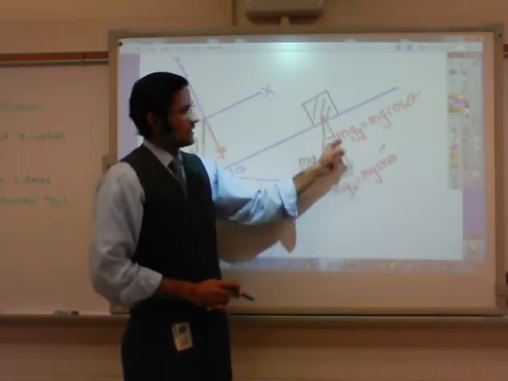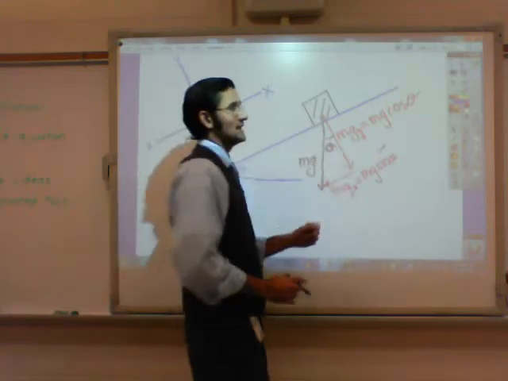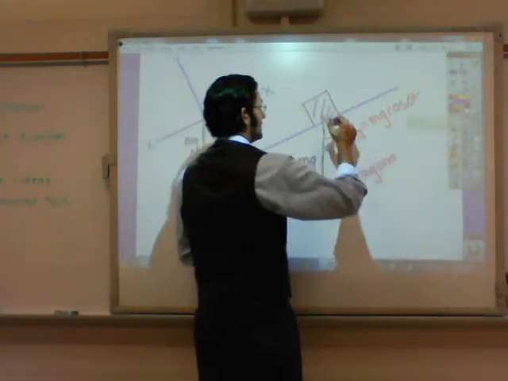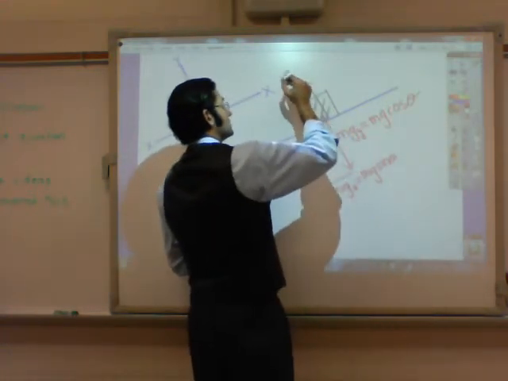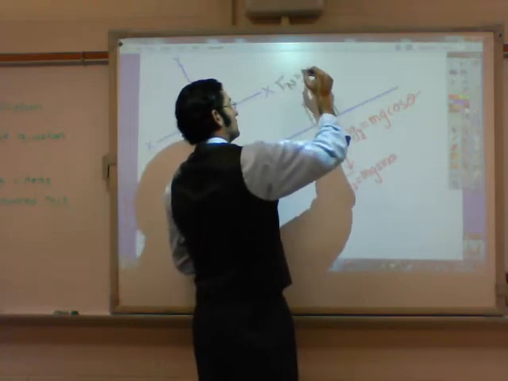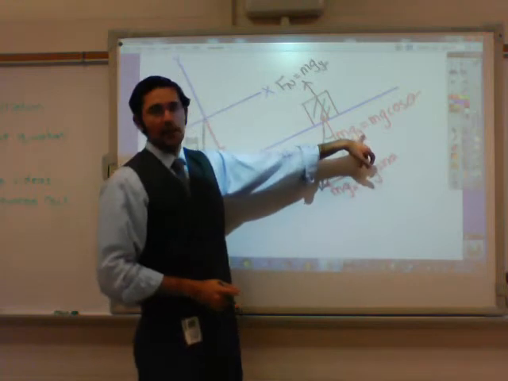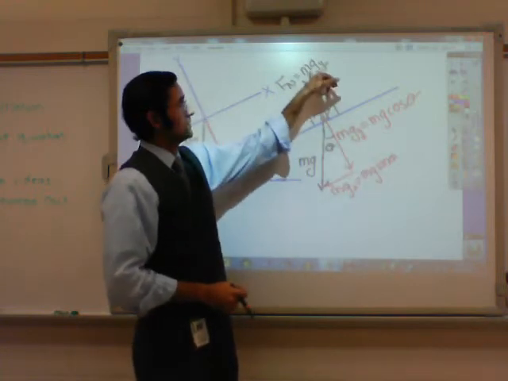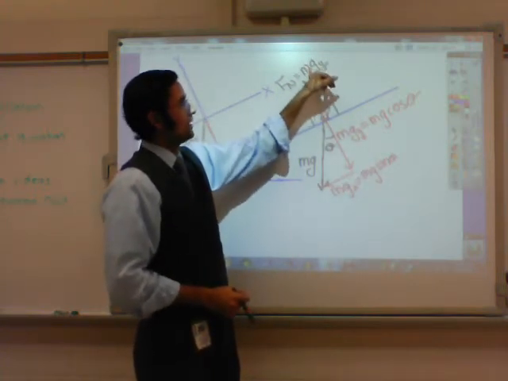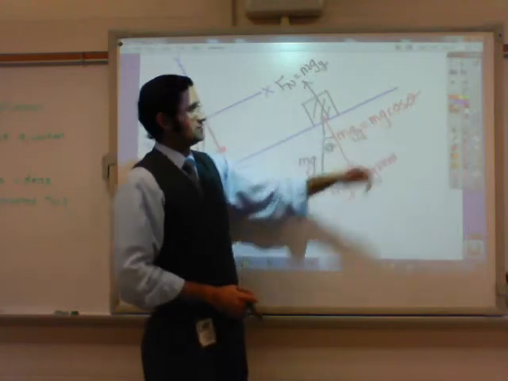So if mgy is the only force pushing the box against the surface, the normal force will be just as strong as mgy. The normal force will be equal to mgy, or whatever mgy stands for, which is mg cosine theta.